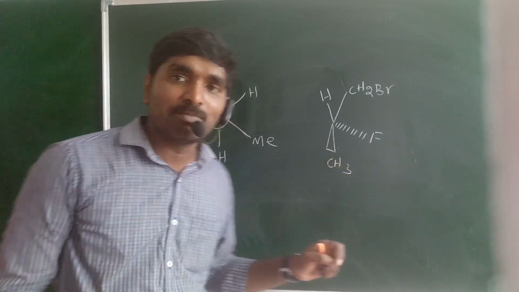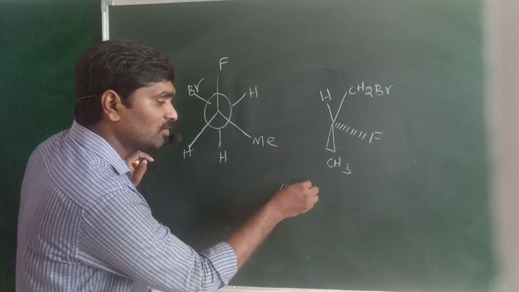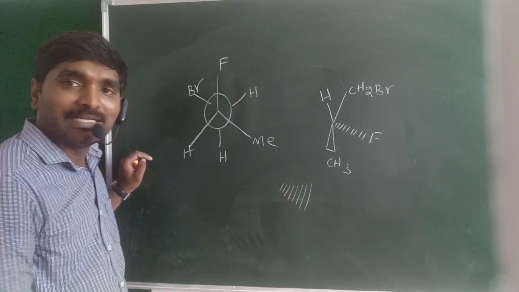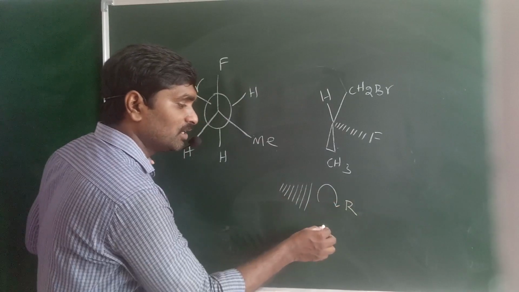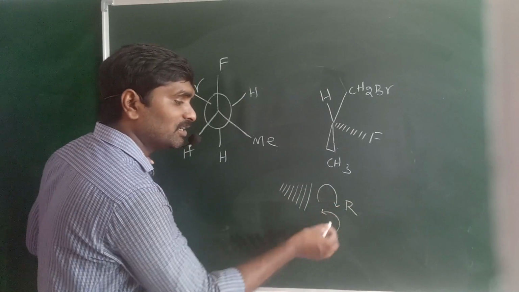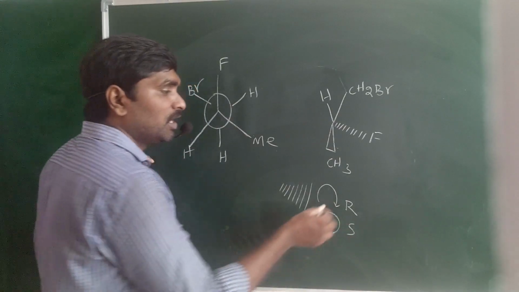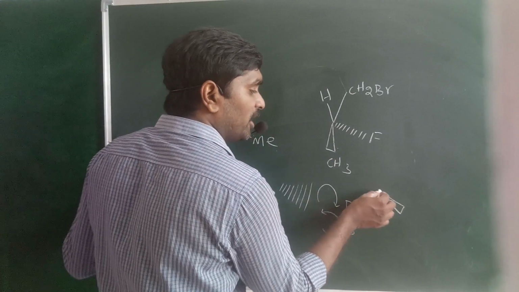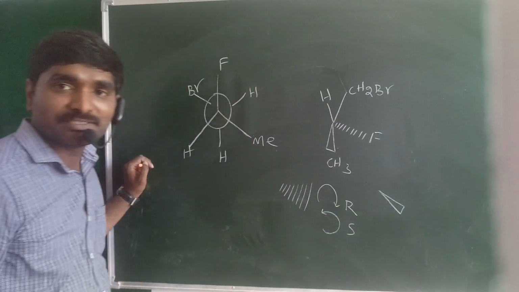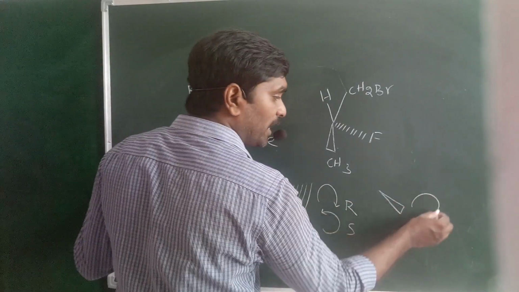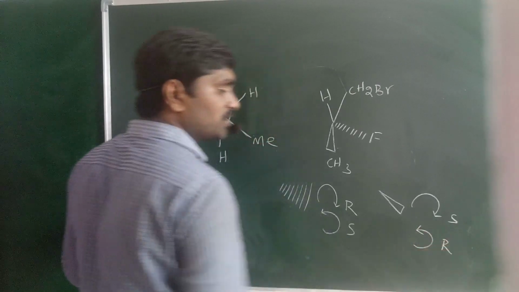In the dash-wedge formula, if the least priority group is present on the broken wedge and the remaining three groups are clockwise, that is the R configuration. If the remaining groups are anti-clockwise, that is the S configuration. If the least priority group is present on the solid wedge and the remaining groups are clockwise, that is the S configuration; if anti-clockwise, that is the R configuration.